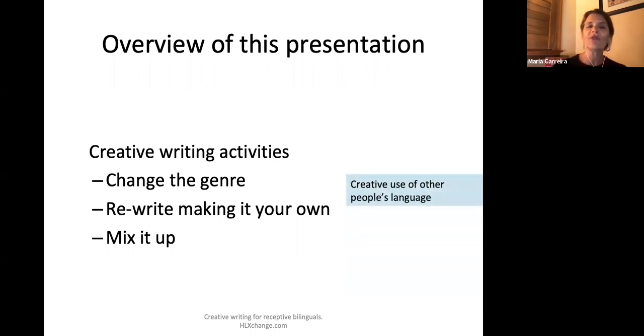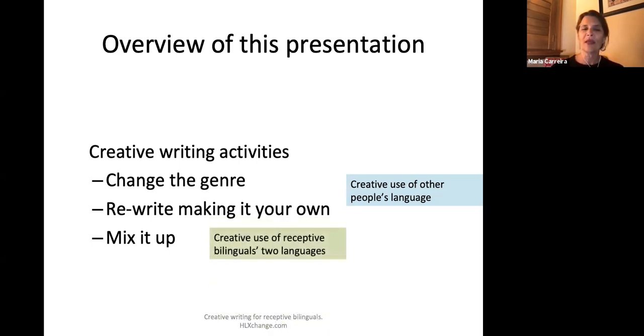The first 2 of these, change the genre and rewrite, making it your own, essentially involve taking somebody else's language and mixing it up, changing it up a bit to create something new. Mix it up, on the other hand, involves making creative use of receptive bilinguals' 2 languages, namely the HL and, in the United States, English.